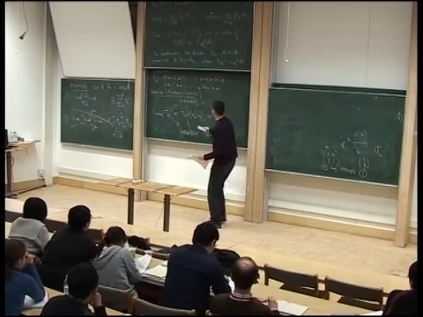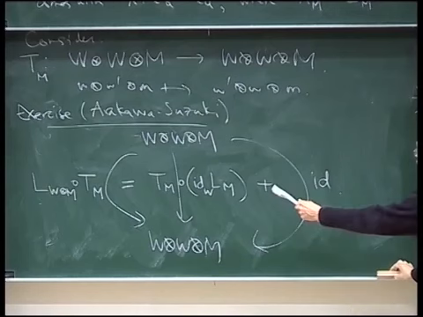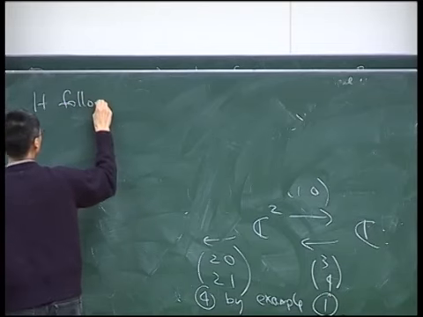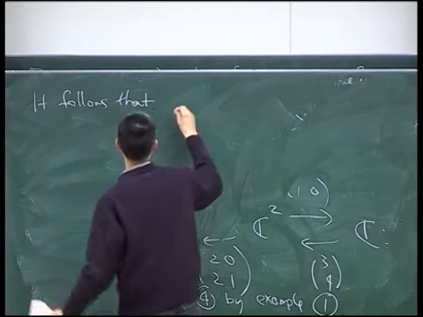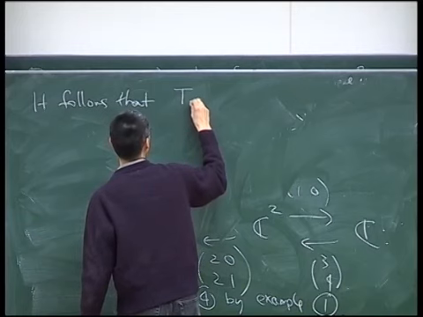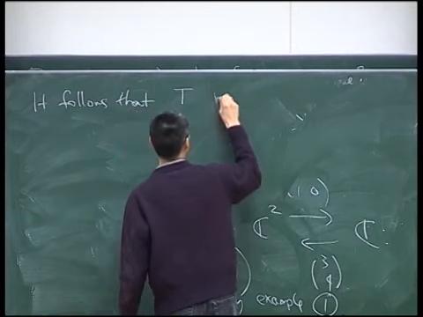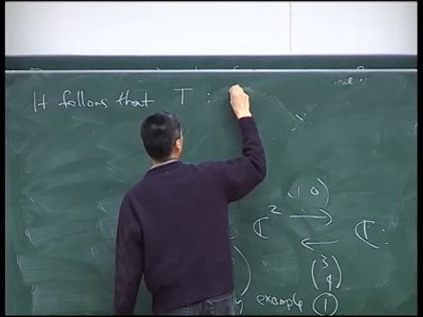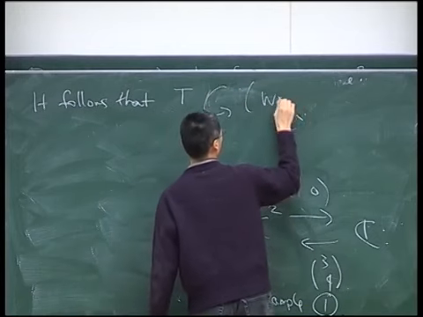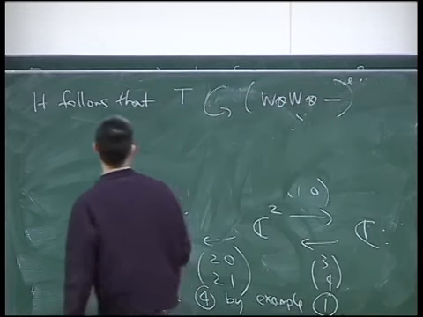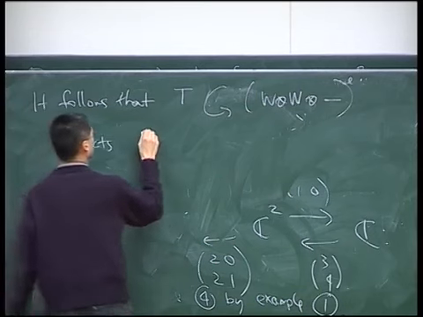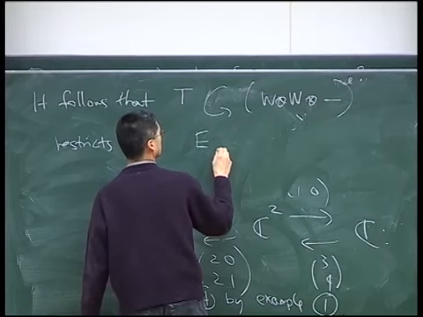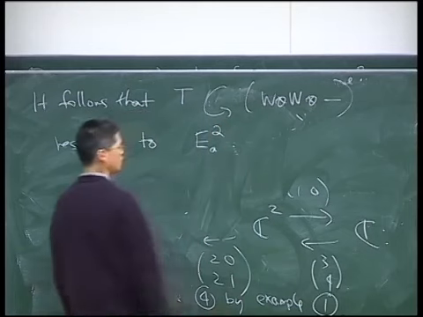Maybe I should say that, from this exercise, it follows that the T, which we can view as an endomorphism of the functor which takes a module and tensors it twice with the natural representation, restricts to an endomorphism of just the square of the A for any A.